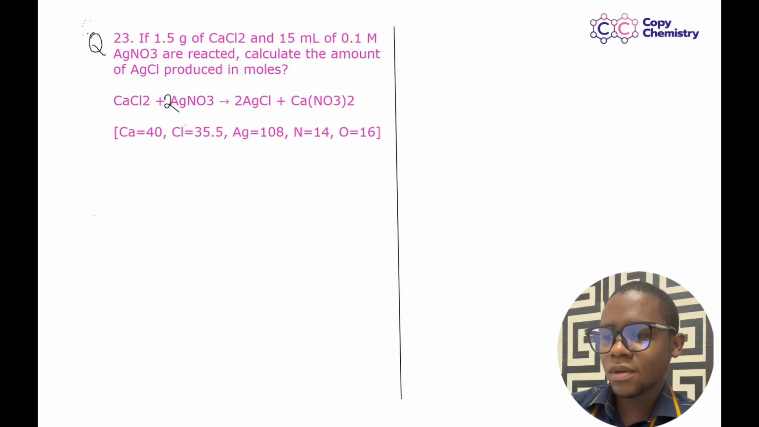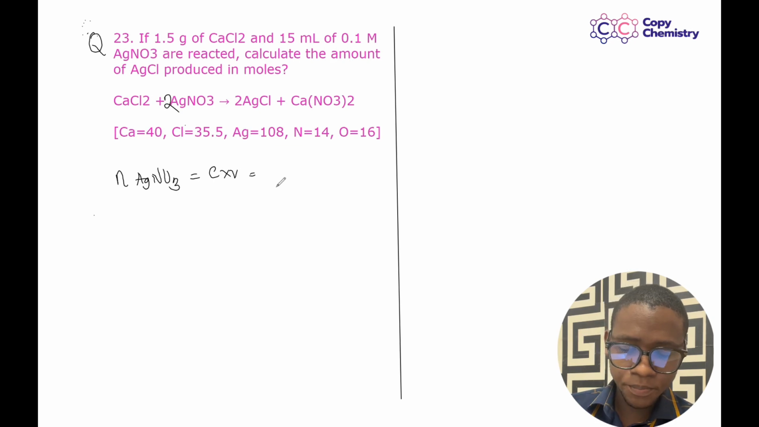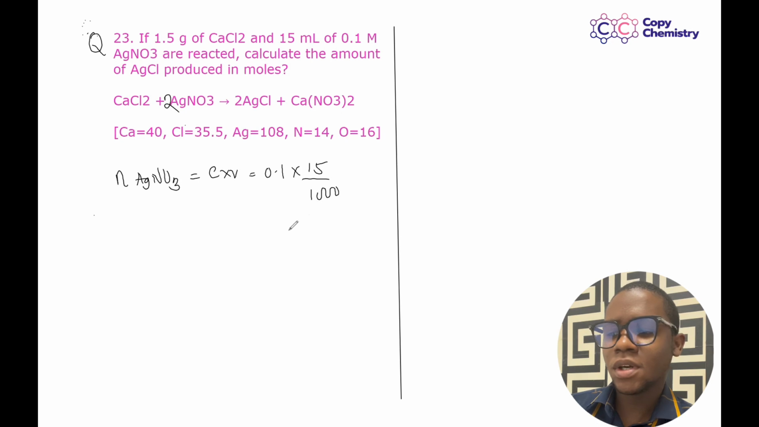So calculate the amount of AgCl produced. We know that the number of moles of AgNO3 is concentration times volume, which is 0.1 multiplied by the 15, which you have to convert, of course, and that should give you 0.0015 moles of AgNO3.